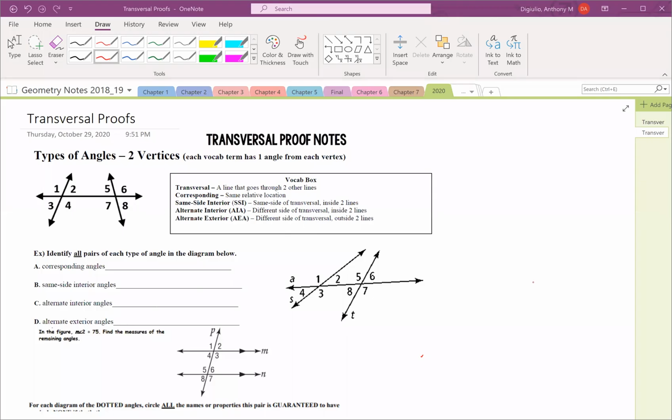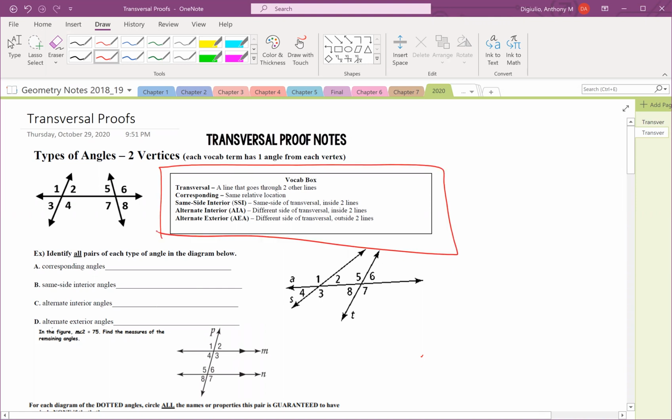All right, so today what we're going to talk about is transversal proofs. If you are already able to identify all the stuff that's here in this vocab box, if you're able to pick out all the corresponding angles, same side interior, same side exterior angle, alternate interior, alternate exterior, you're going to be in pretty good shape for today. Because all we're going to be doing is talking about proofs and how we're going to use that information as our reasons in these proofs.